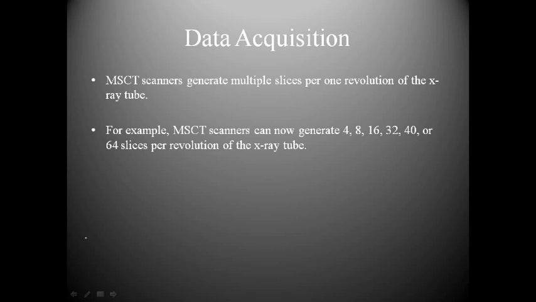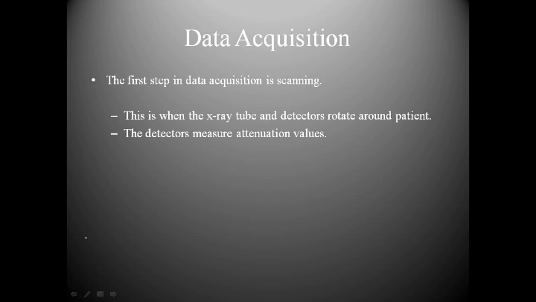While we don't really see 320 slices right now, over the course of time we will see it become more common. But we do see 40 and 60 slices and even 16 slices utilized to a high degree. The first step in data acquisition then is scanning. So step number 1, scanning. Put a star beside that.